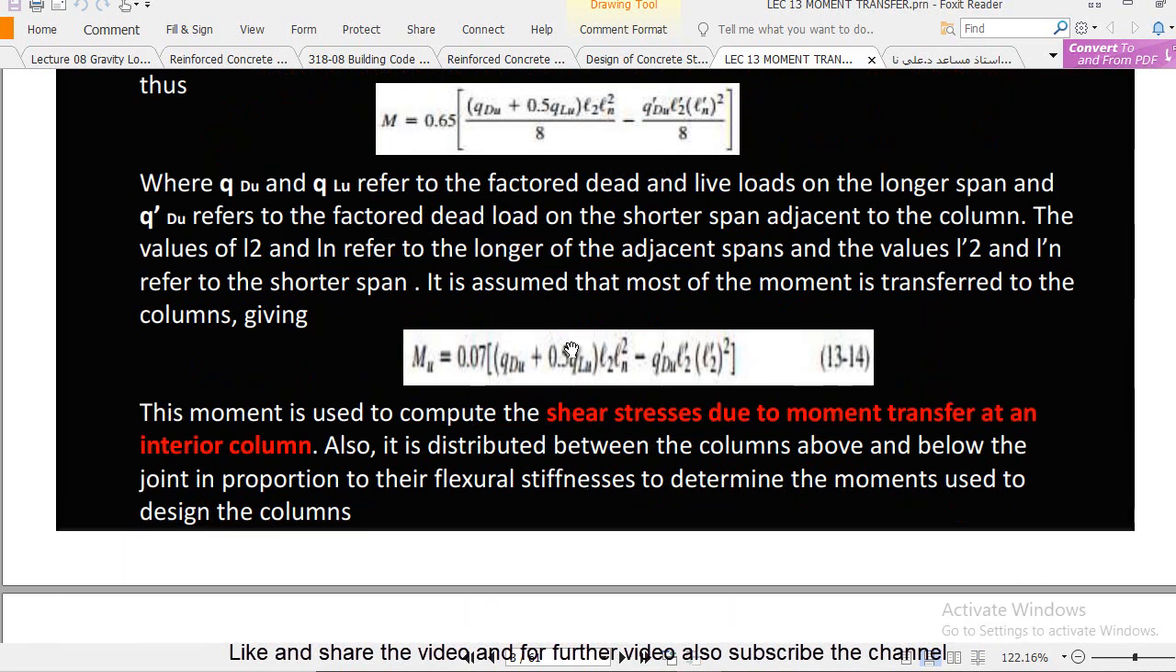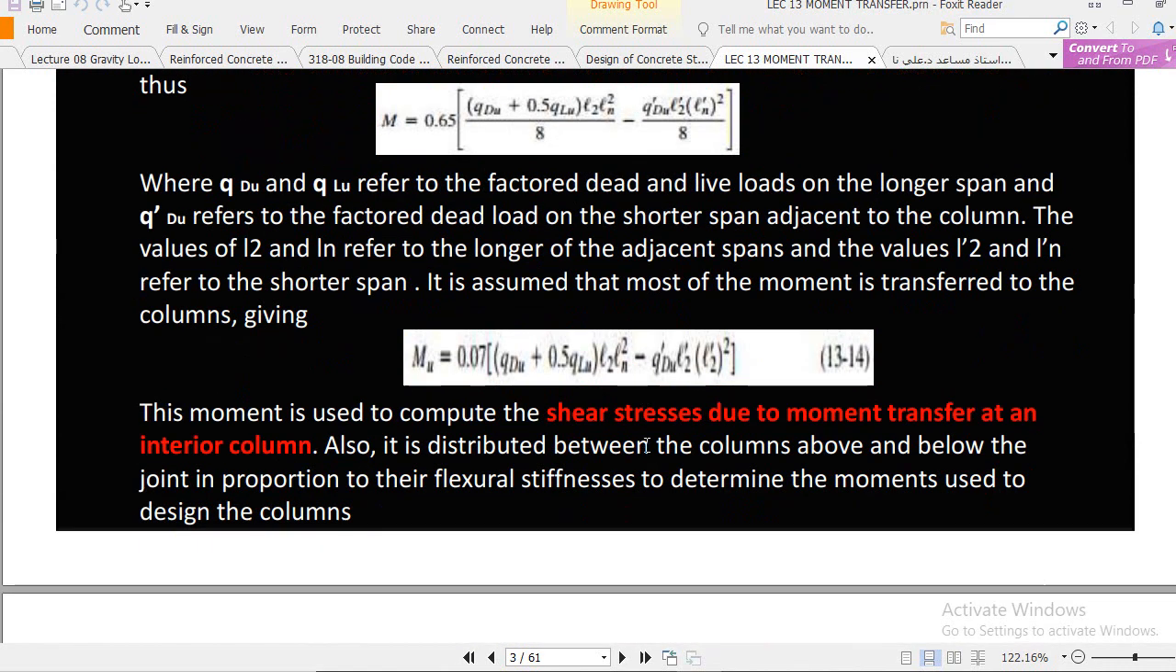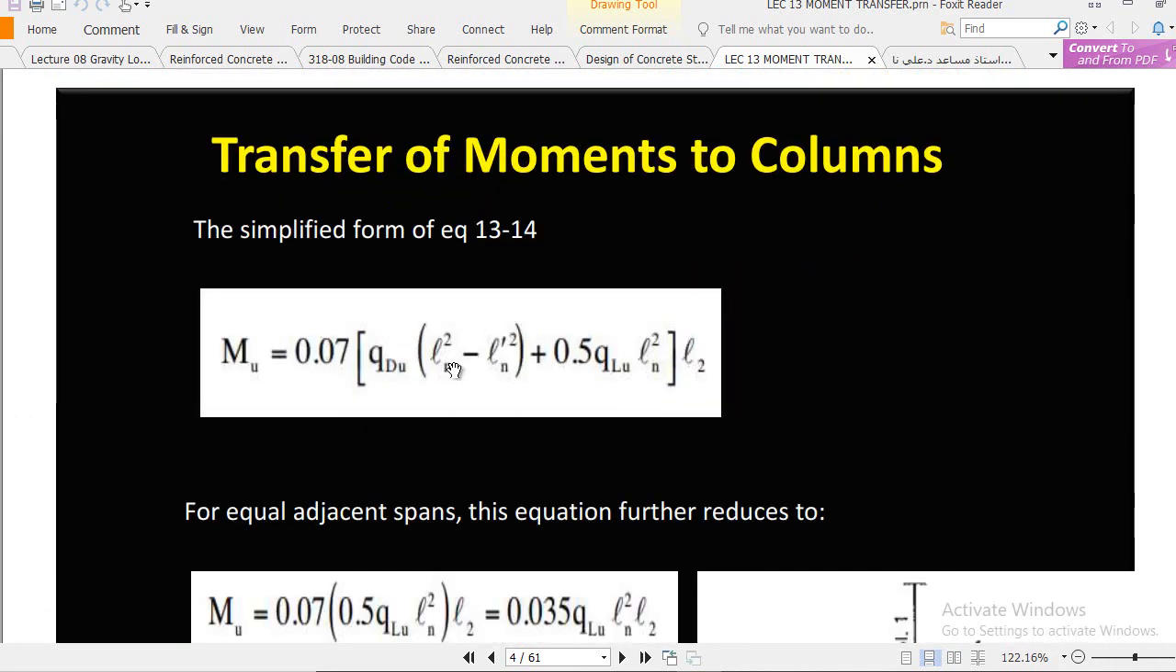Now I think many of the students will have seen this formula, but I see many students are unable to use this equation. So you will see, inshallah, how to use it. This moment is used to compute the shear stress due to moment transfer in the interior column. And inshallah, in my next lecture you will see what this means and how we can find the eccentric shear by using this equation. This is very important. Now the simplified form of this equation is this one.